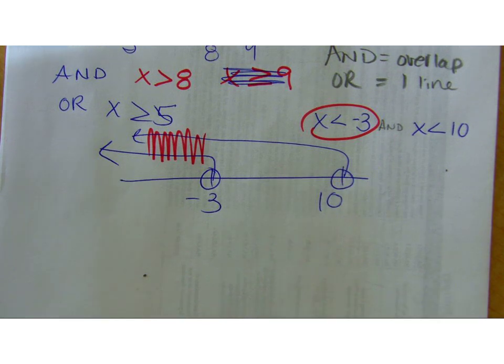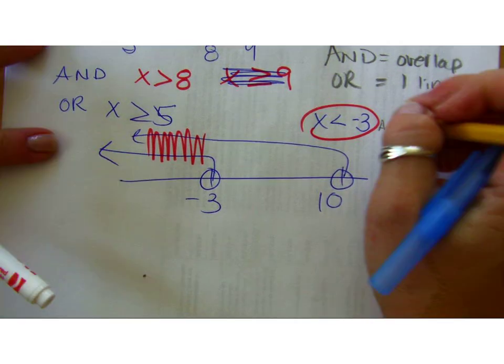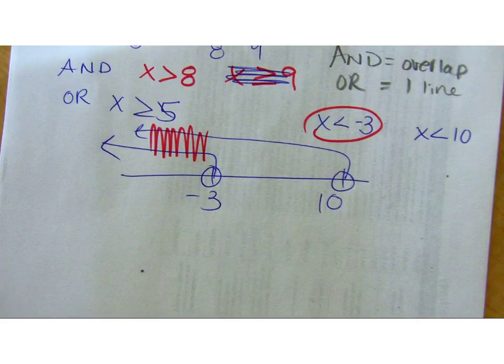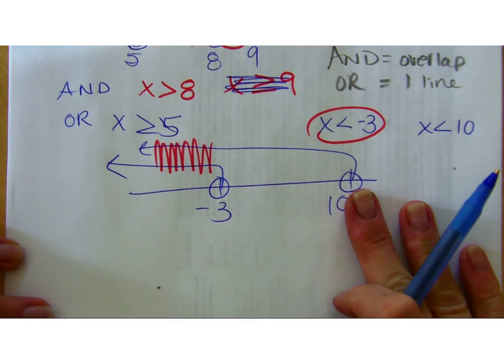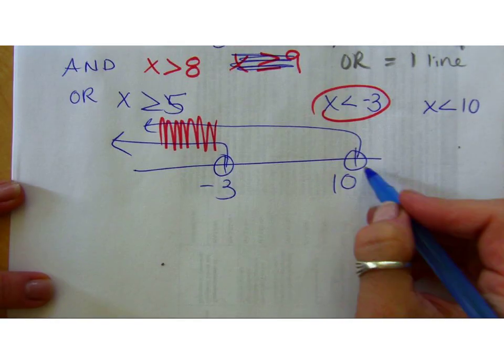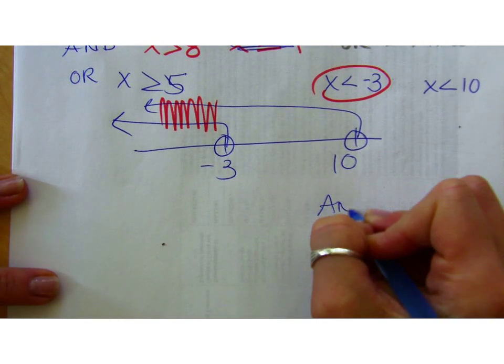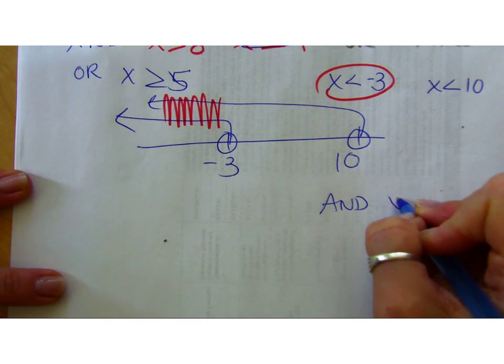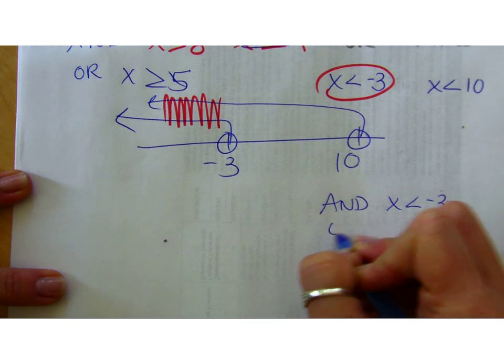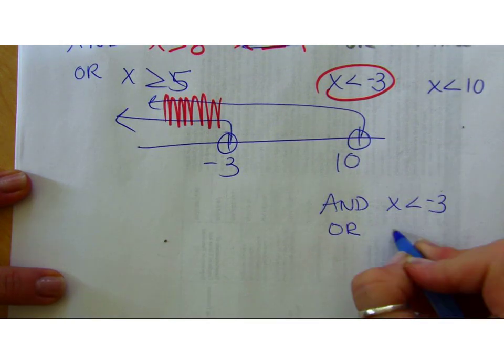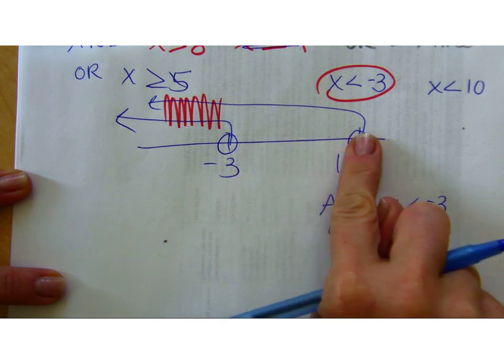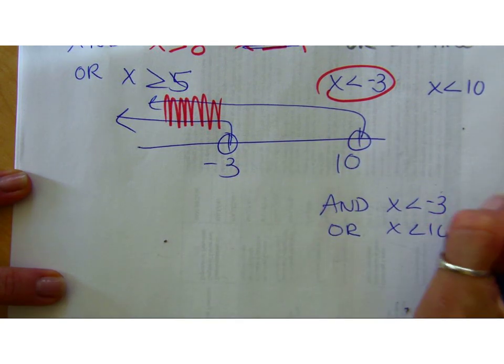The minute I change that and to an or, then you could bump it back and your solution could be any number less than 10. Are you with me? So if this were an and, then they both have to be true. If it were an or, then it only has to be true for one of them. So I'm going to include all those numbers that I couldn't include in an and.